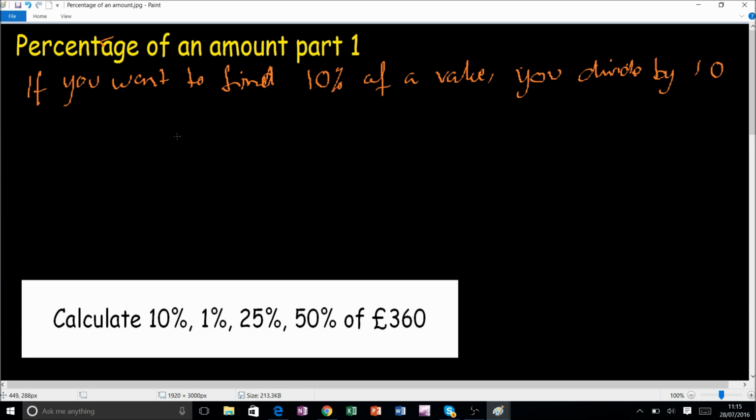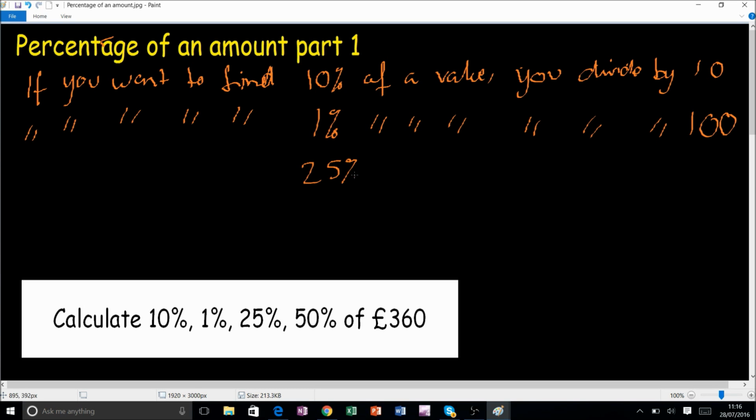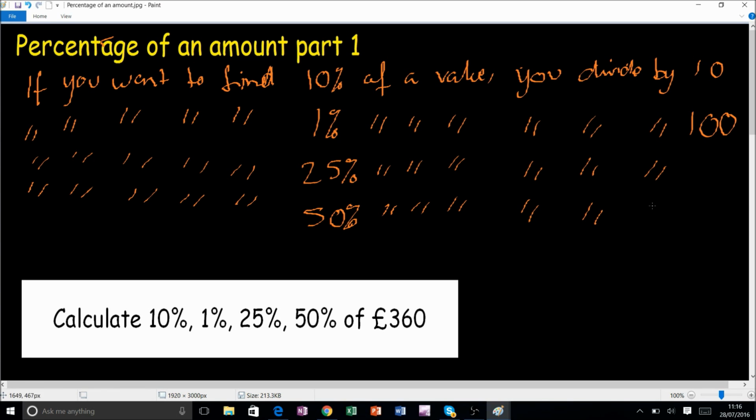And we're going to say the same thing as well. If you want to find, let's say, 1% of a value, you divide by 100. Again, we're going to do it with 25% and with 50%. These are really key things that you should remember. They'll make your life so much easier when working with percentages and trying to find percentages of an amount, or looking at percentage increase or decrease. These are key percentage information that you should know by heart. So if you want to find 25% of something, you divide it by 4. If you want to find 50% of something, obviously you divide it by 2.